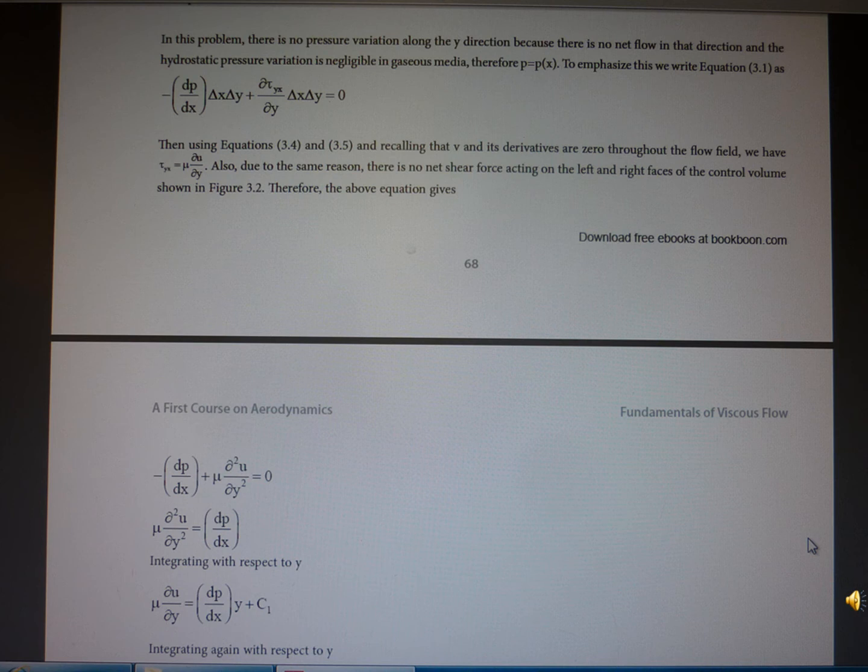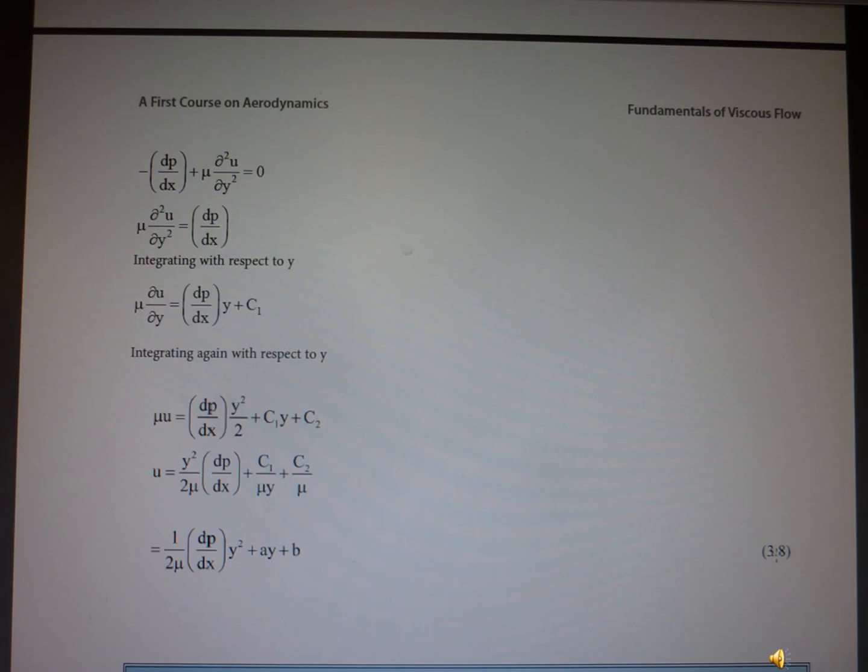Minus del p by del h plus mu del 2u by del y square equals 0, so mu del 2u by del y square equals del p by del h, and mu del u by del y equals dp by dx y plus c1. By that equation we have to integrate.